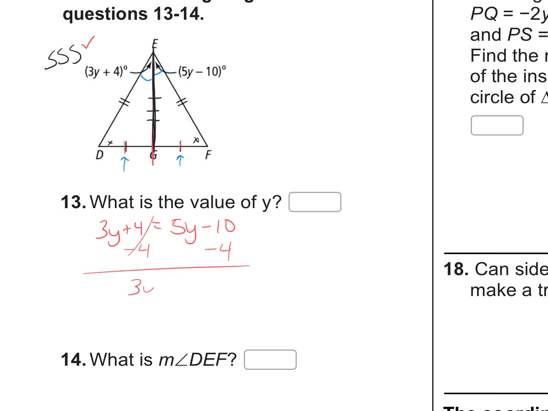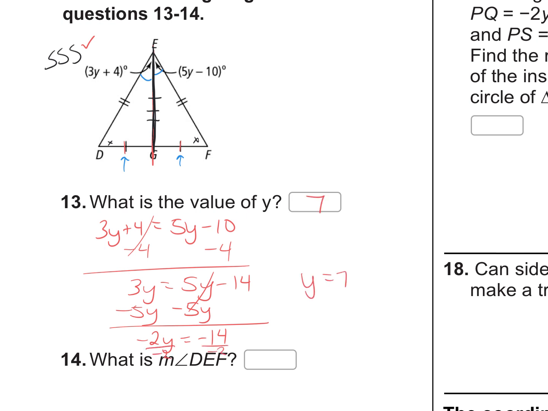Again, doesn't matter how you solve. So subtract 5y. Yep. So negative 2y equals negative 14. What do I do from here? Divide. What do you get for y? 7. Yes. Okay. 13 only wanted the value of y, so we can stop there.